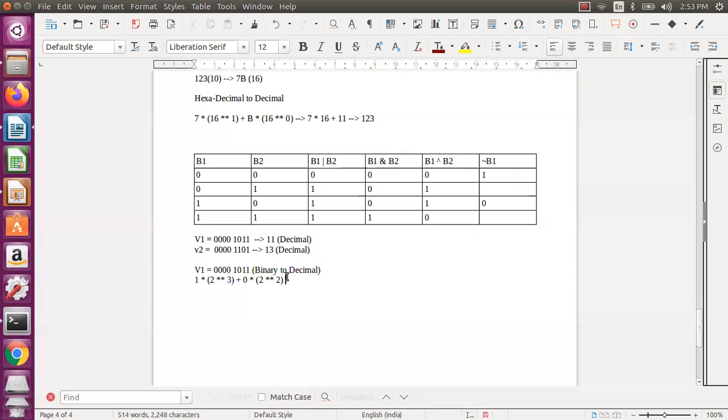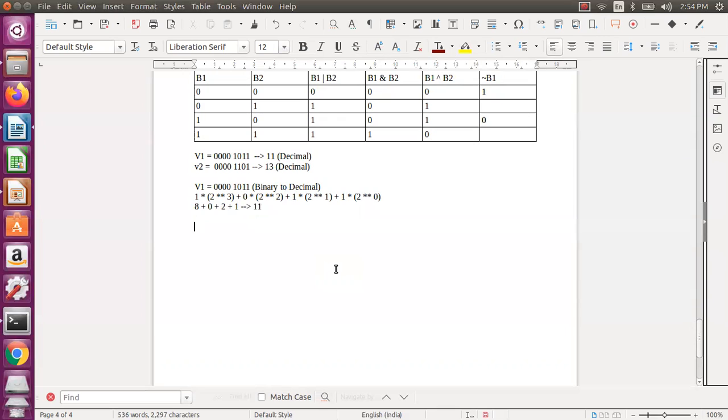So anything into 0 will be 0 only. So 1 into 2 power 1, 2 power 1 plus 1 into 2 power 0. Okay, so this one will be 8 plus 0 plus 2 plus 1. So now it becomes 11 actually. The same thing, you can convert decimal to binary. We will also cover this, because we need 11.